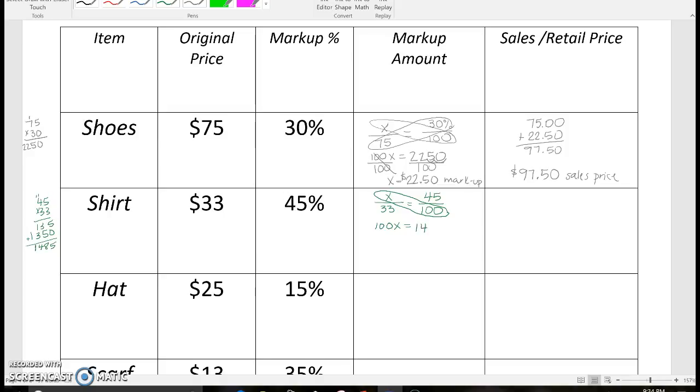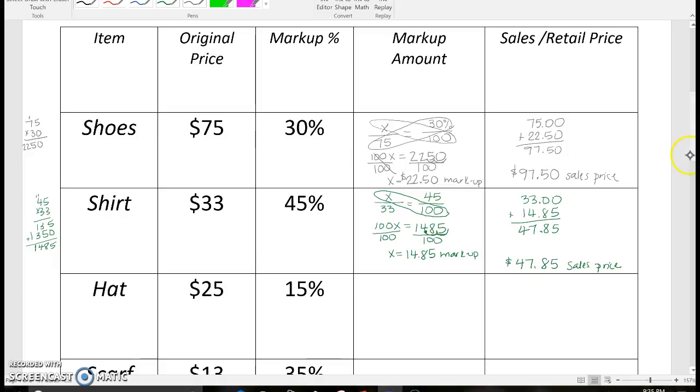Okay, so 1,485. I divide by the number next to x, divide by 100. Move my decimal 2 places to the left to divide by 100. So x is $14.85 markup. Then I take the original amount, so it was $33, and I add my markup amount, $14.85. 5 plus 0 is 5, 8, 4 plus 3 is 7, 4. So it's $47.85 sales price.